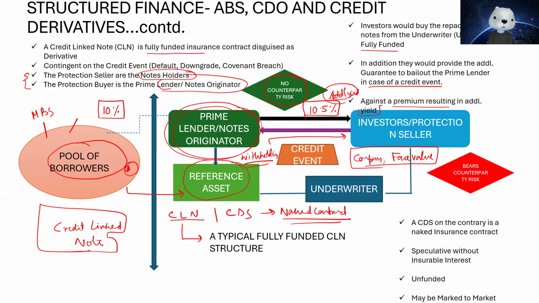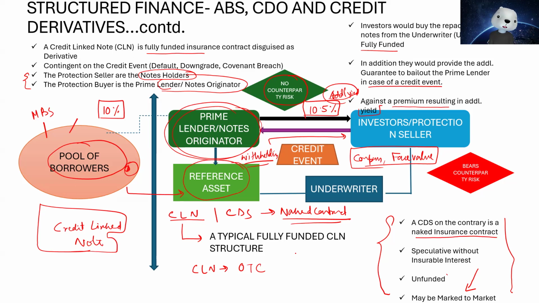Now, I want all of you to pay special attention to this construct that I've created in order to drive home the point. And maybe you should make note of this difference between a CDS contract and that of a CLN contract. A CDS is a naked insurance contract, while the CLN is a fully funded contract. CDS could be speculative without any insurable interest. It is unfunded, and sometimes the CDS contracts, if trading in the capital market, will necessarily also be marked to market on a daily basis, whereas the CLN is primarily an OTC contract which has zero exposure as far as the capital markets are concerned.